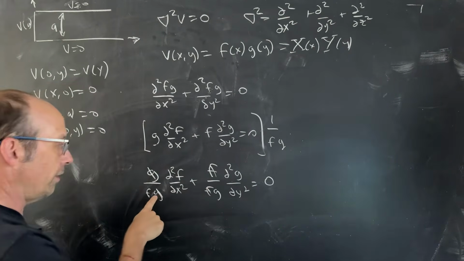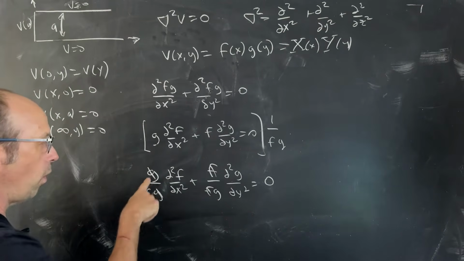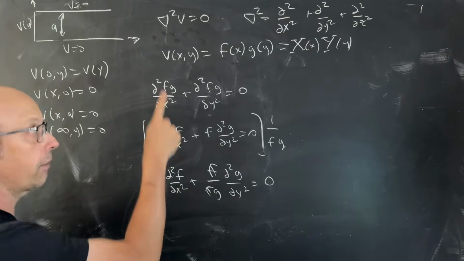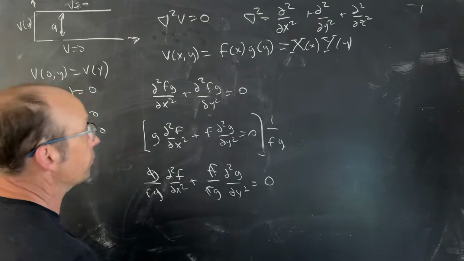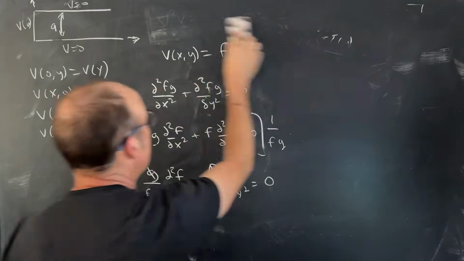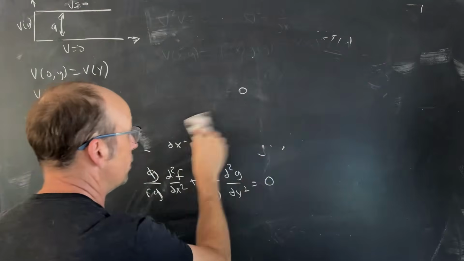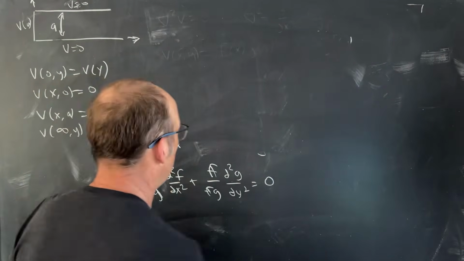Okay. So here, that cancels. That cancels. So now I have 1 over f times the second partial of f, I'm going to write it up here, and a term that only depends on y. So now I'm in a nice position, very nice position. I have the following.